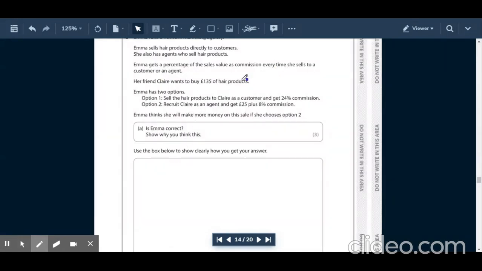Question 6, we're working on percentages. And a friend wants to buy £135 of hair products. So you've got two options, option 1 and option 2. So option 1, sell the hair products and get a 24% commission. So I want to find 24% of 135. So I could say 24% as a multiplier, just divide it by 100, it's 0.24. And then do 0.24 times by 135.